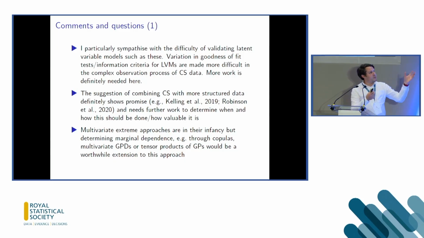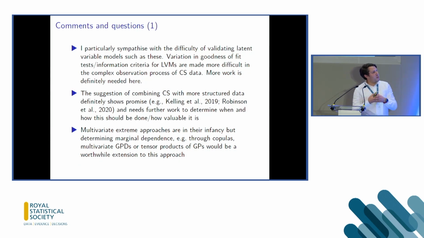The idea of combining these more structured and less structured data is clearly an area of promise, with several papers already doing this. And I think one step further we need to take is to try and determine when and how this should be done in a more justifiable way. Clearly, this approach has shown that it is incredibly valuable for bias correction, but can we always assume that's going to be the case?